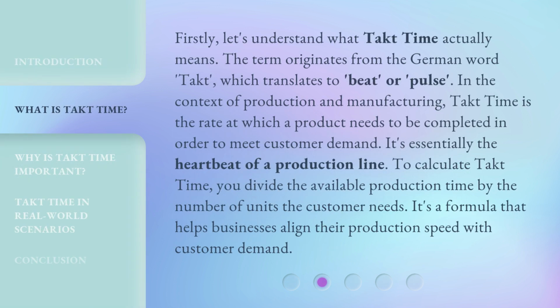Firstly, let's understand what Takt Time actually means. The term originates from the German word Takt, which translates to beat or pulse. In the context of production and manufacturing, Takt Time is the rate at which a product needs to be completed in order to meet customer demand. It's essentially the heartbeat of a production line. To calculate Takt Time, you divide the available production time by the number of units the customer needs. It's a formula that helps businesses align their production speed with customer demand.